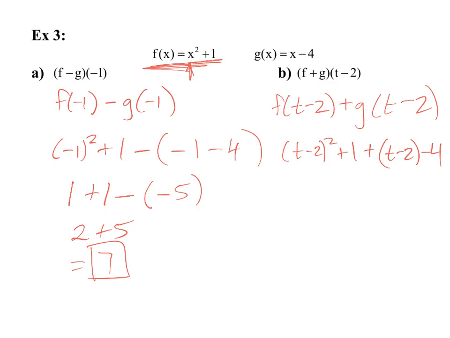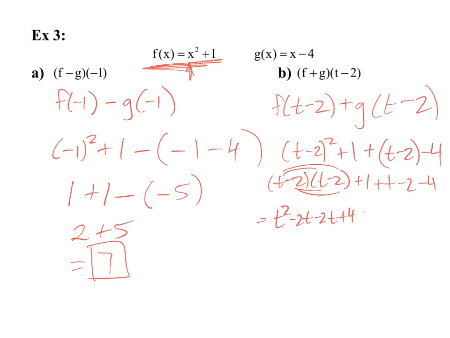So you have t minus 2 times t minus 2 plus 1 plus t minus 2 minus 4. I'm going to have to FOIL here, and I get t squared minus 2t plus 4 plus 1. Sorry, that's a t there. Be careful with that. Plus t and minus 6. So let's just simplify here. I get t squared minus 4, so it's minus 3t.